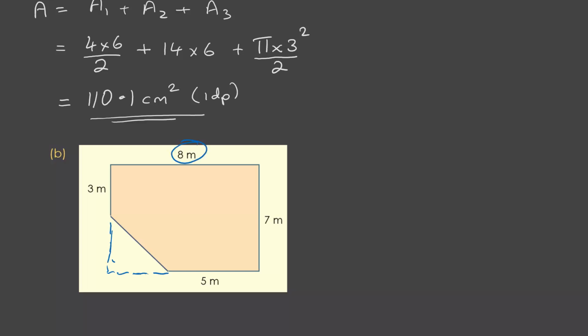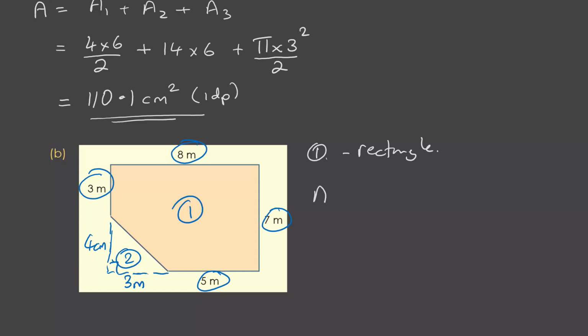And if I know that this length is 8 and this one's 5, that means that the base of this is 3. And if I know that's 3 and that's 7, I know the height is 4. So if I call this one 1 and this one 2, and I refer to 1 as the entire rectangle, probably should make a note of that. So 1 is the rectangle.